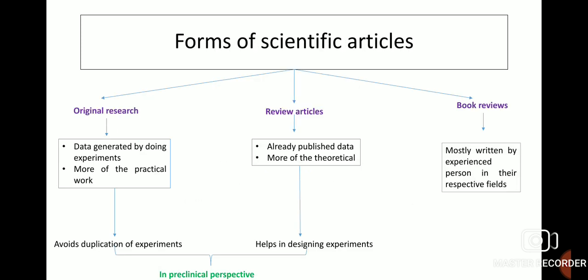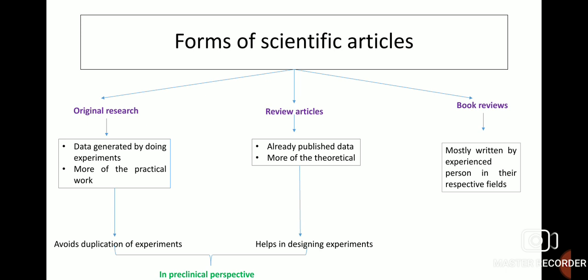What are the forms of scientific articles? There are three main forms: original research, review articles and book reviews. These are not the actual differences, but just for understanding I have mentioned what the differences are.